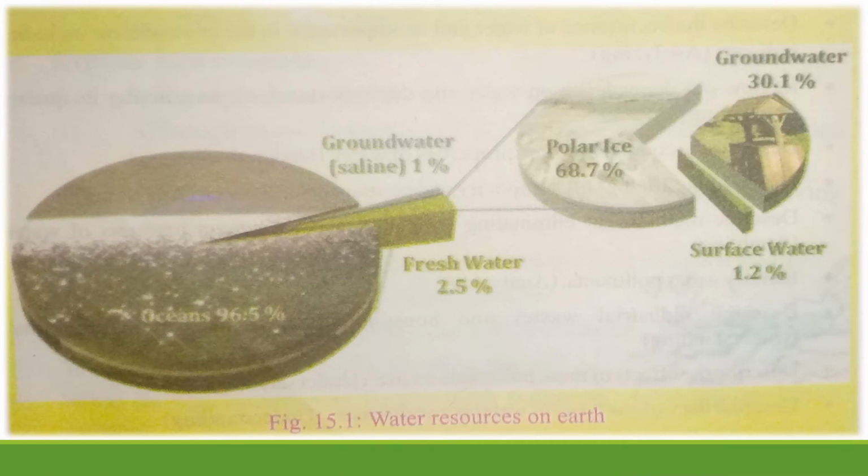Here you can see the groundwater percentage and surface water. This is the percentage of polar ice, this is the percentage of groundwater, saline and fresh water, this is a combination. And here we have oceans. You can see all these percentages on this slide.